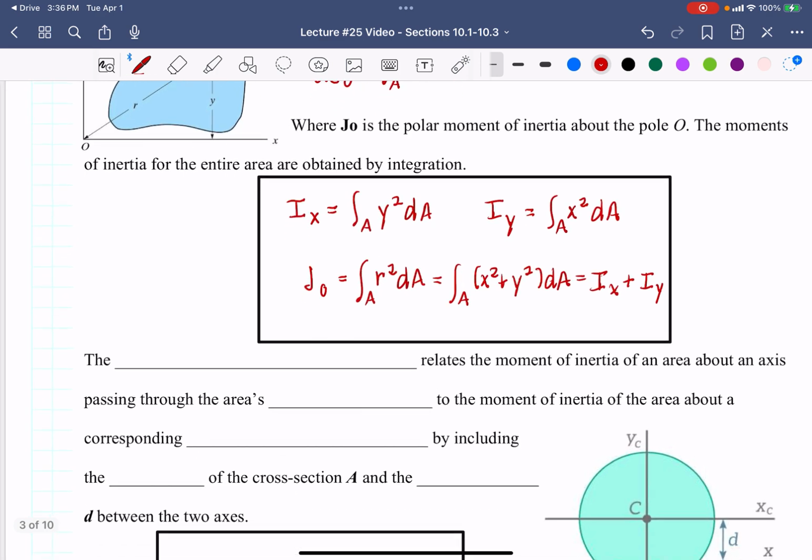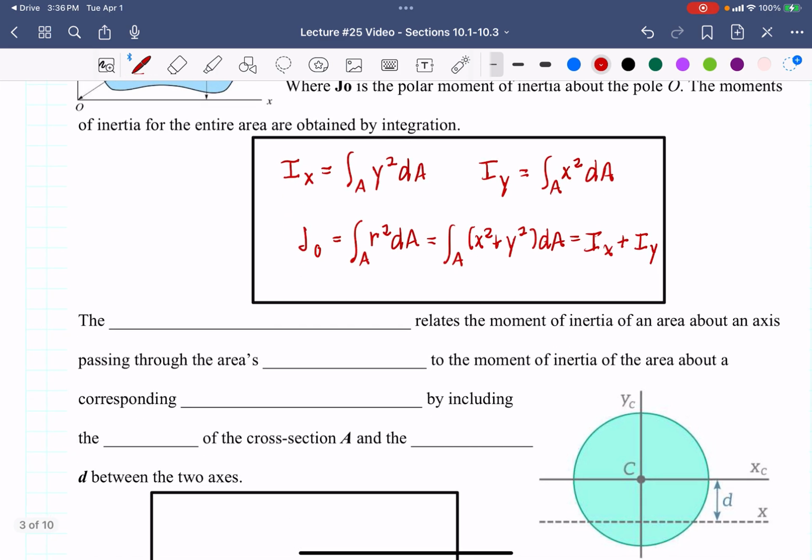The only other little note about this is that the second moment of inertia relates the moment of inertia of an area about an axis passing through the area's centroid to the moment of inertia of the area about a corresponding parallel axis.